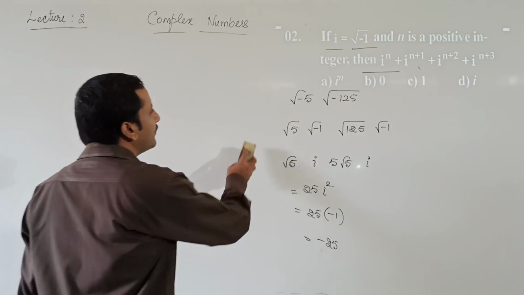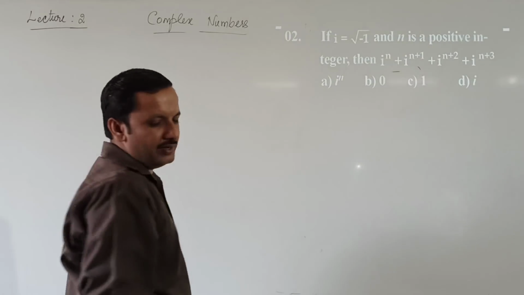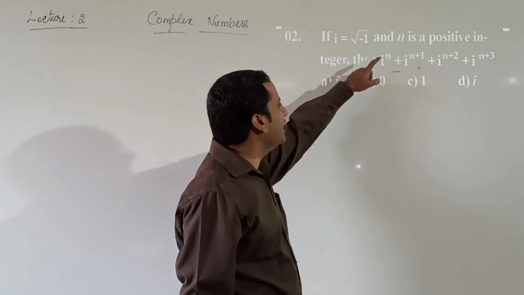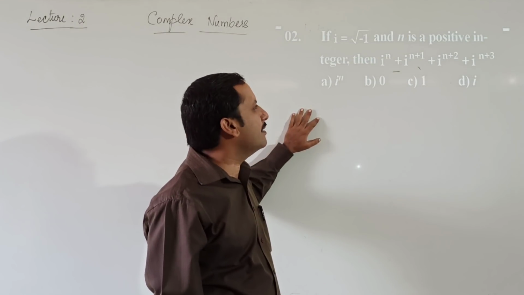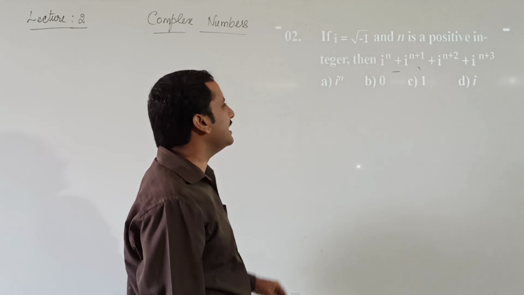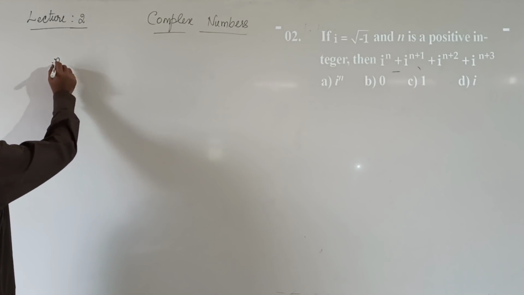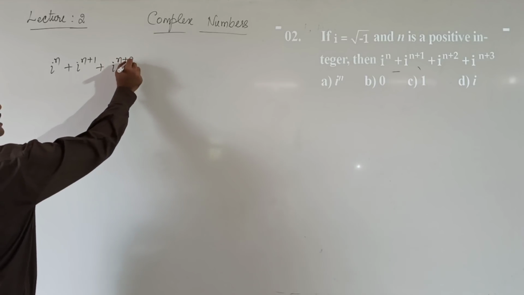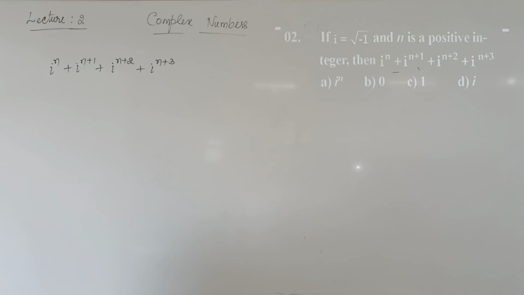Question number 2. If i is equal to root of minus 1, which we know, and n is a positive integer, then i power n plus i power n plus 1 plus i power n plus 2 plus i power n plus 3 is equal to, what is its value? That we have to find out.